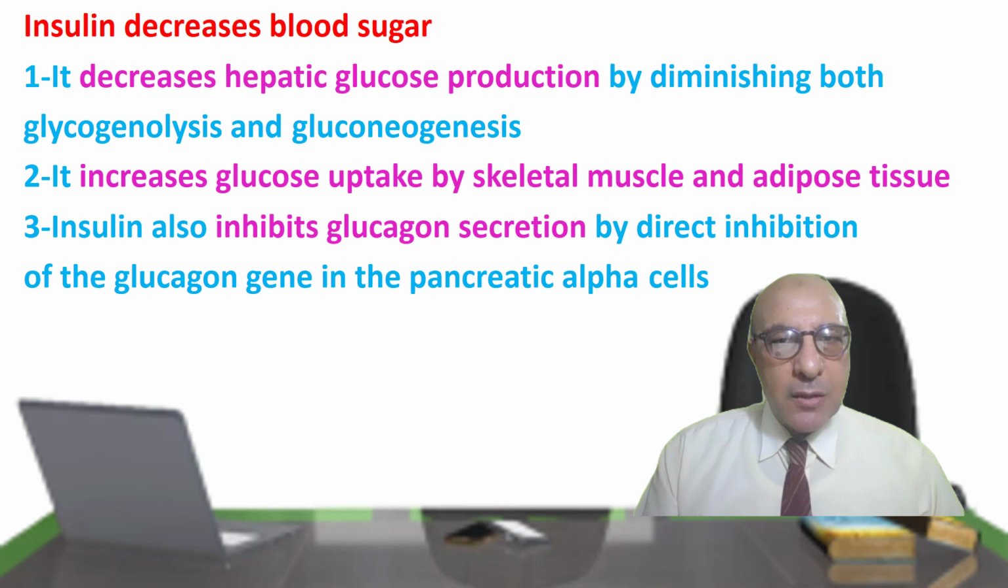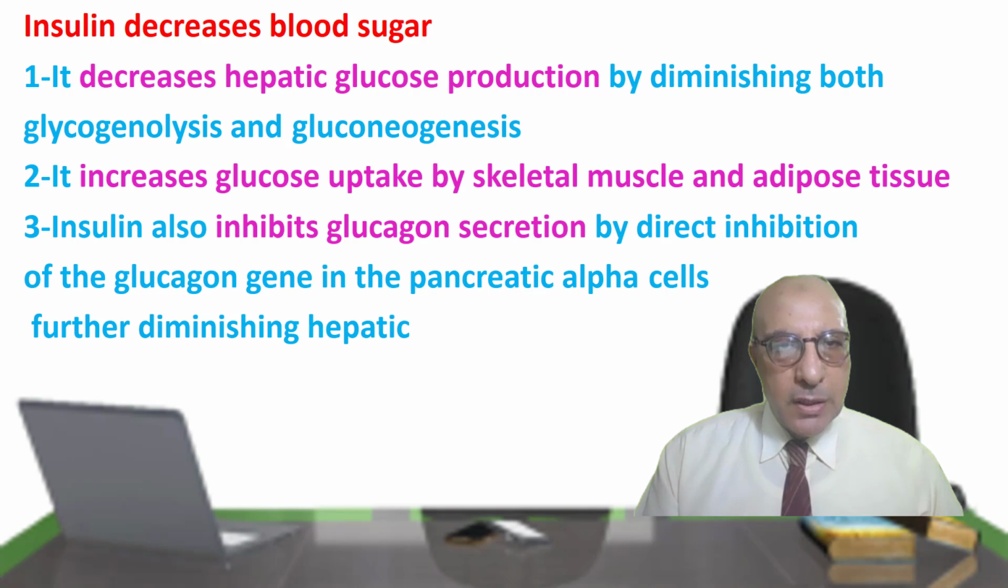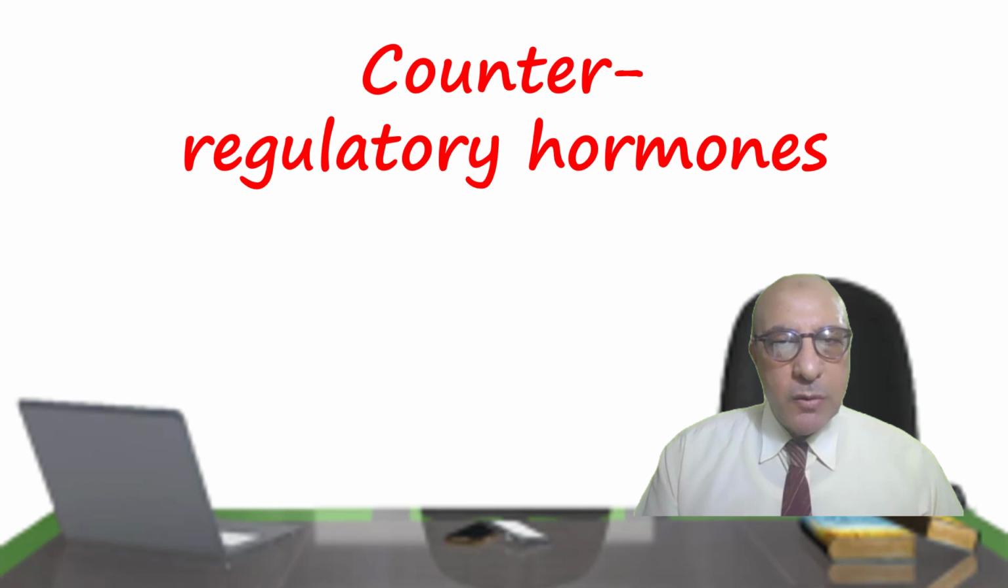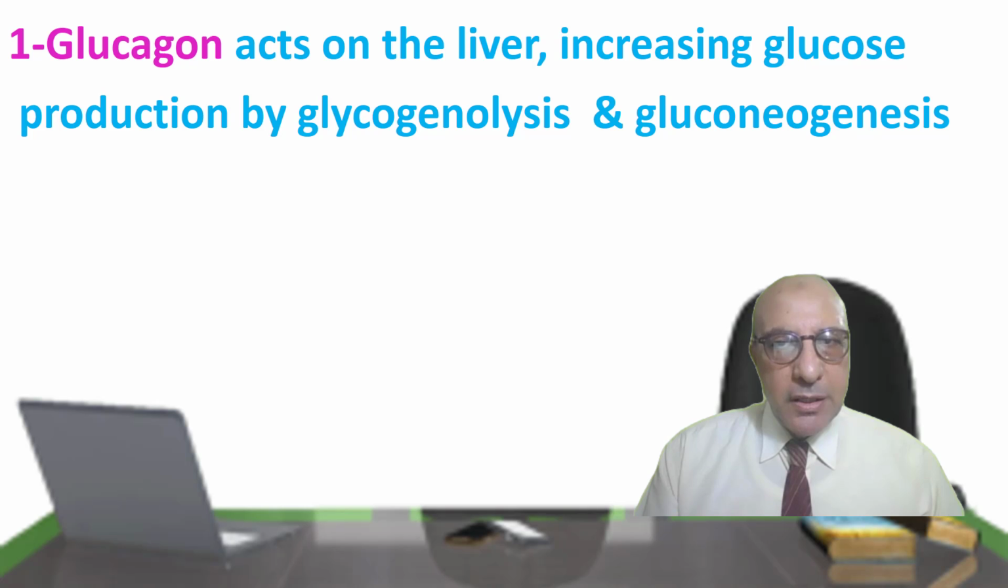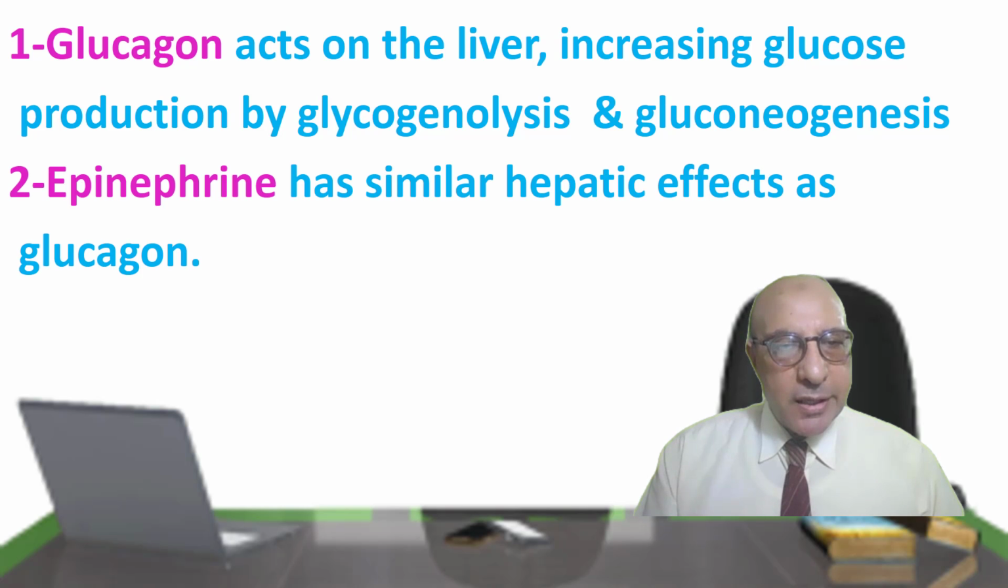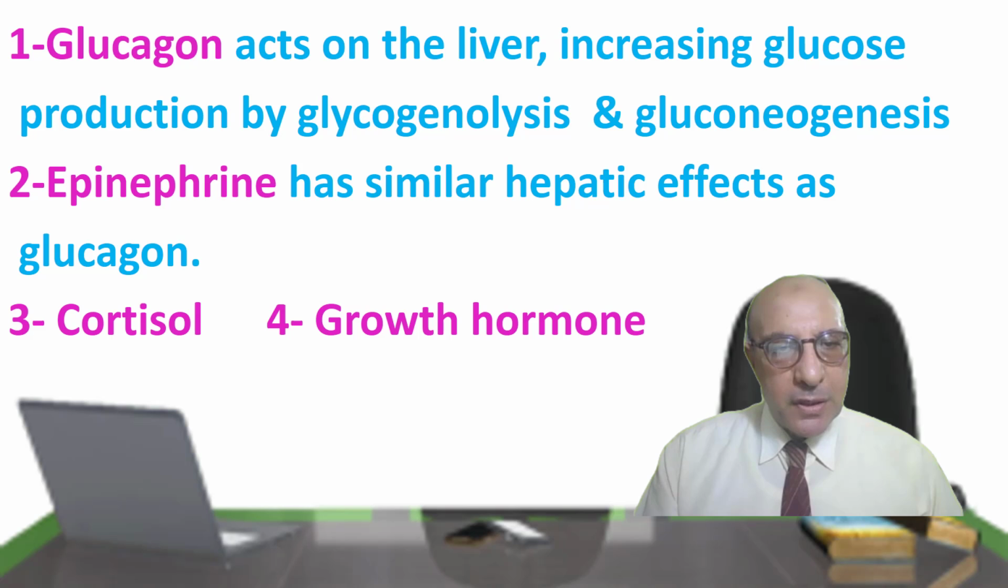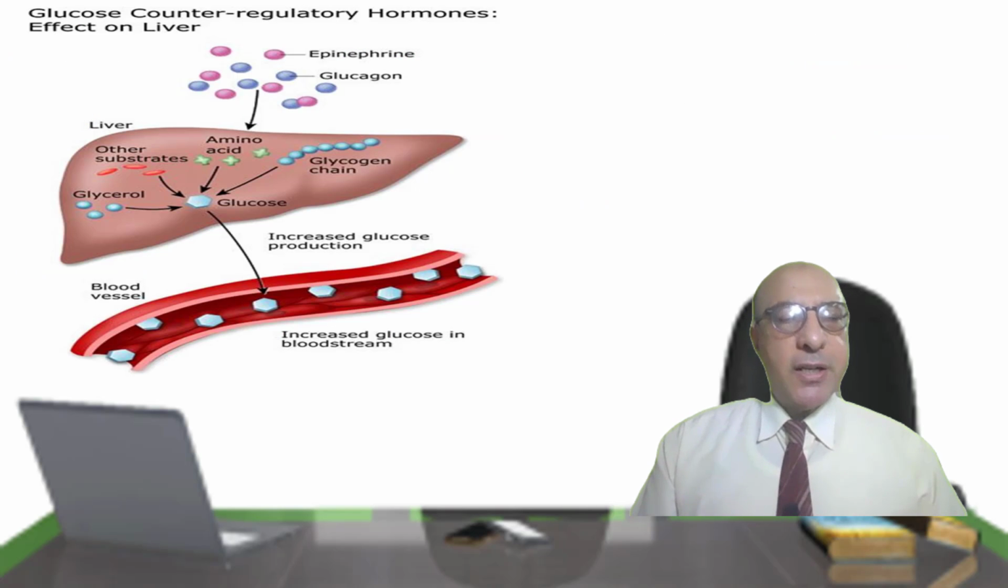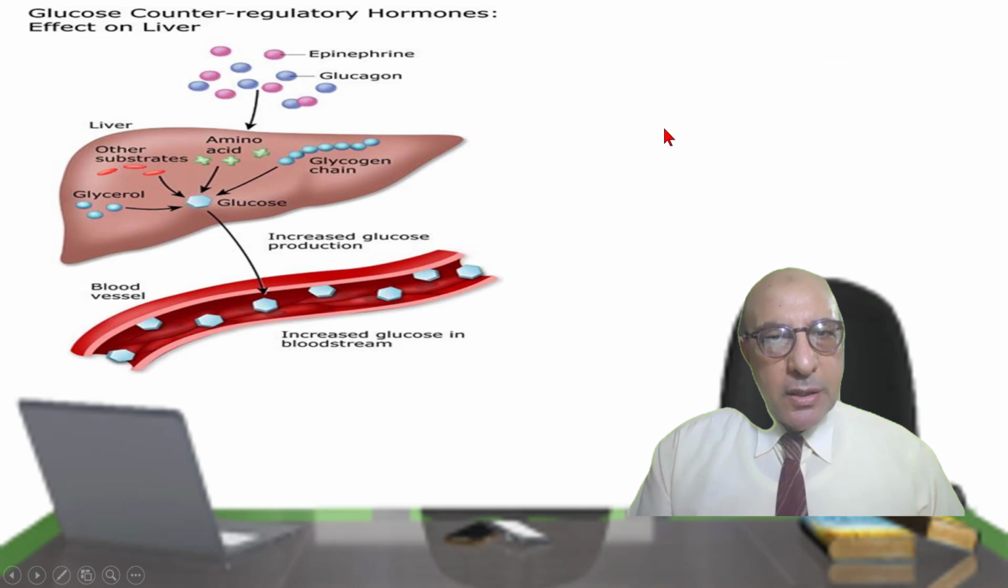As regards the counter-regulatory hormones, let's start with glucagon, which acts on the liver, increasing glucose production by glycogenolysis and gluconeogenesis. The second hormone is epinephrine, which has exactly the same effect on the blood sugar as glucagon. The third is cortisol, and the fourth is growth hormone. And in this figure, we can see clearly how this happens.